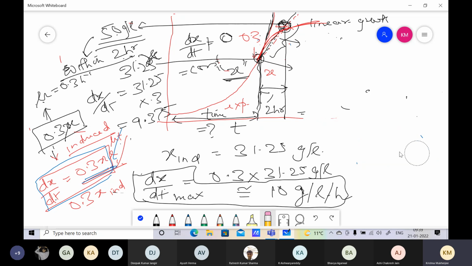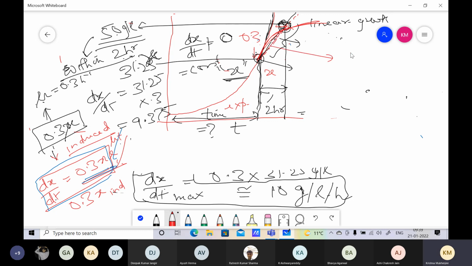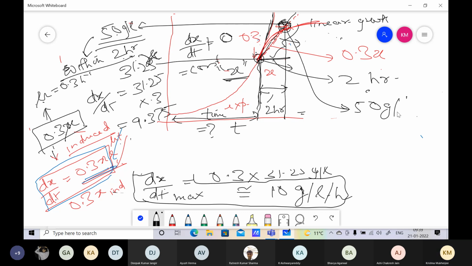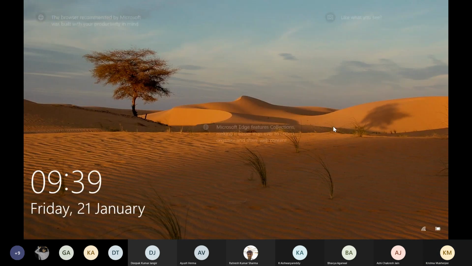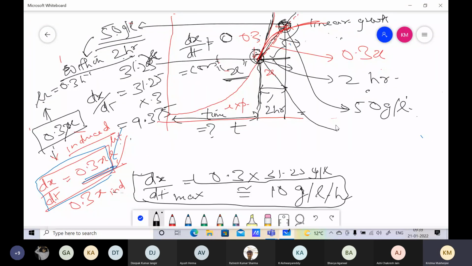So this slope here is 0.3x. This time here is 2 hours. This point here is 50 grams per liter. What is this x? What is this point? X is equal to what?